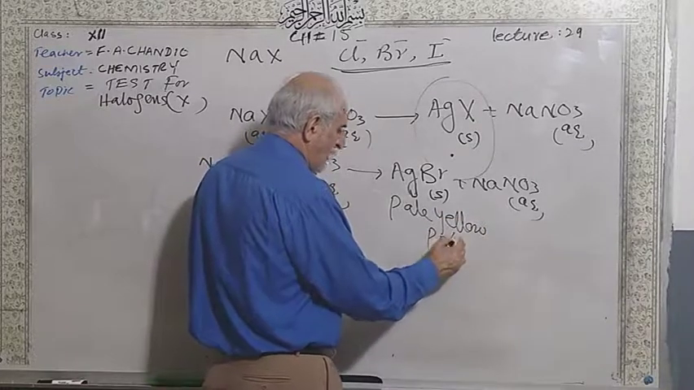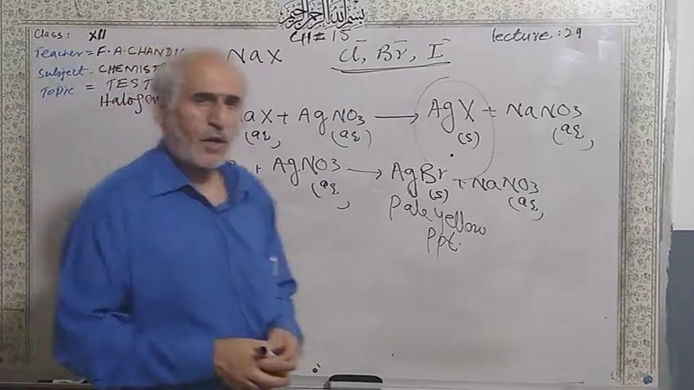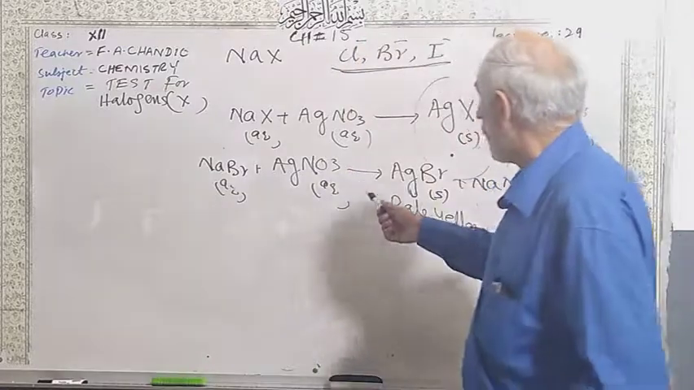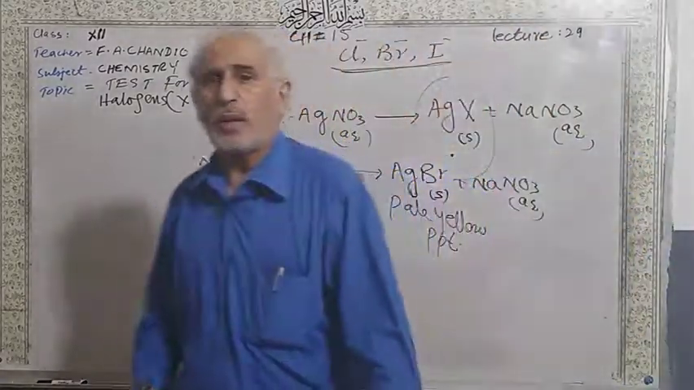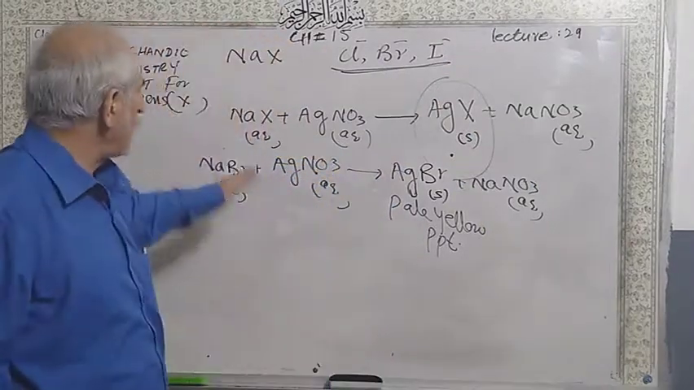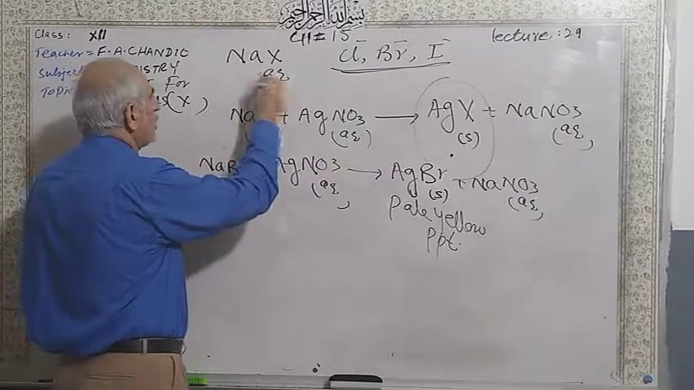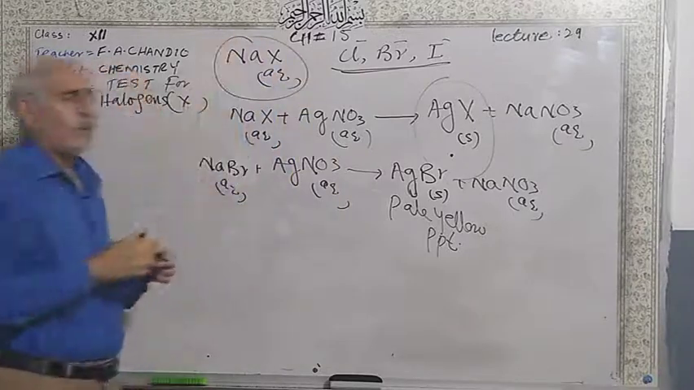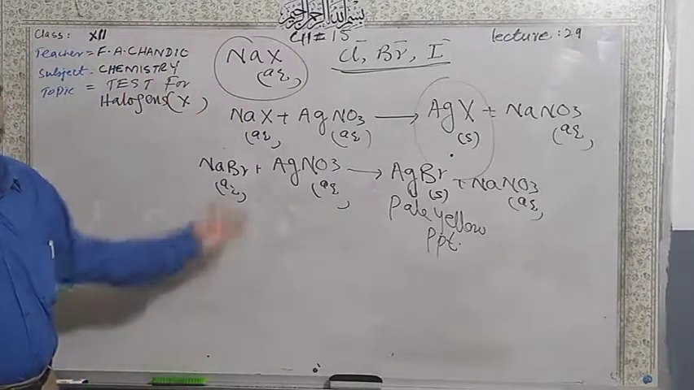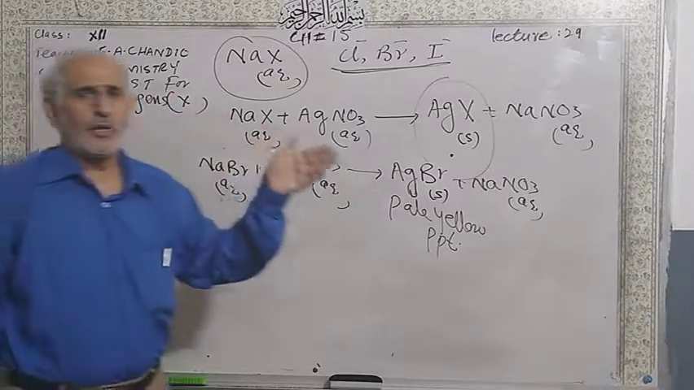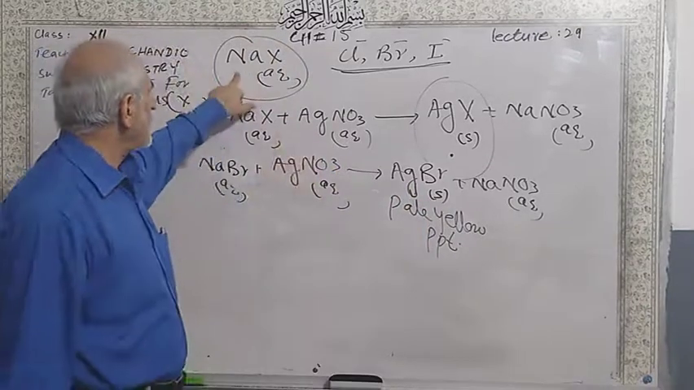A pale yellow precipitate formed at the bottom of the test tube confirms that bromide is present in your organic compound. I am using Lassaigne's solution. You prepare it very carefully in your test tube, and you test for nitrogen, sulfur, then halogens individually. So this is the Lassaigne solution.